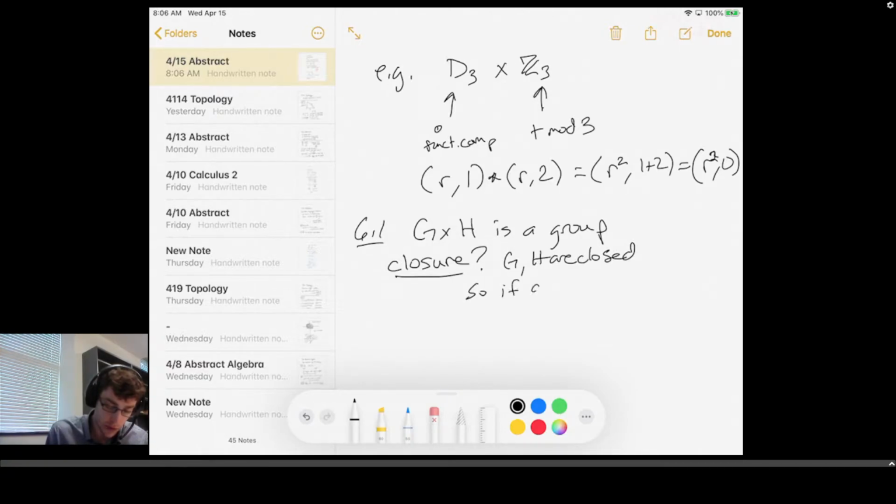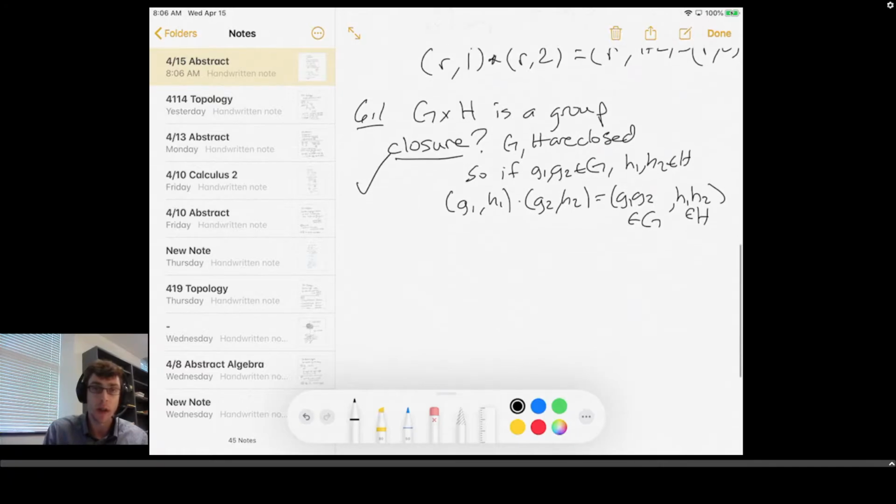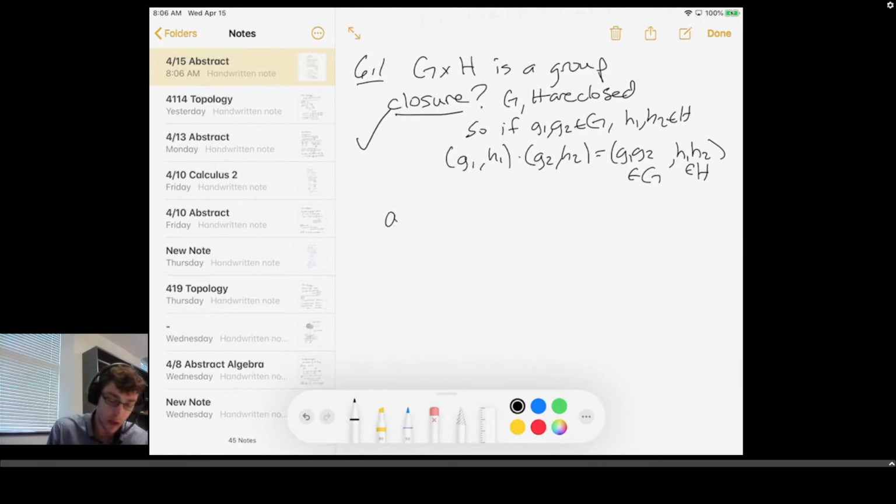So if G1 and G2 are in G, and H1 and H2 are in H, then when you take the product, you're going to get something in G and then something in H. So it's closed. Yep, we're good. Associativity follows similarly, from G and H being associative.